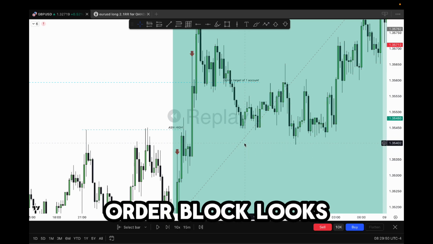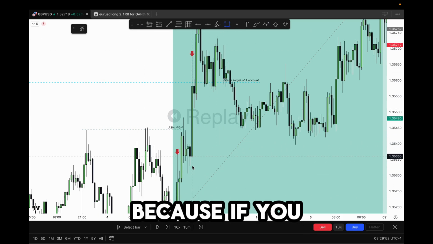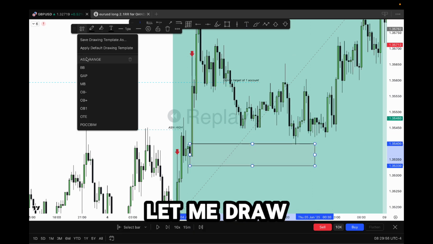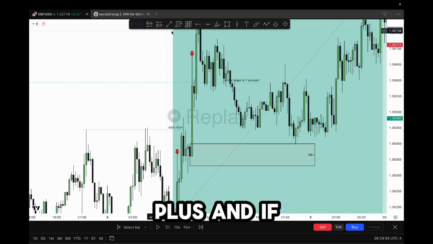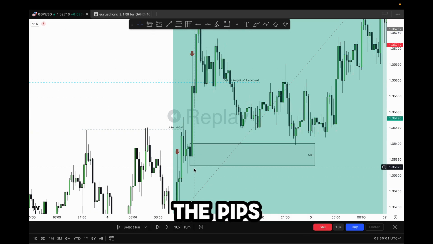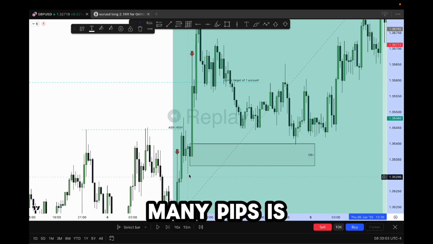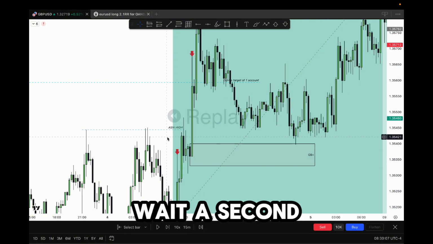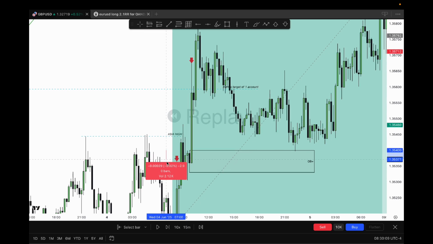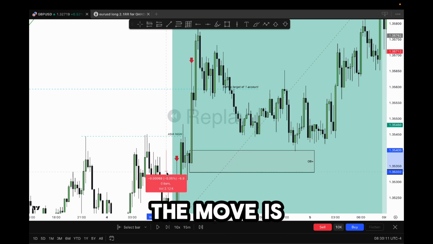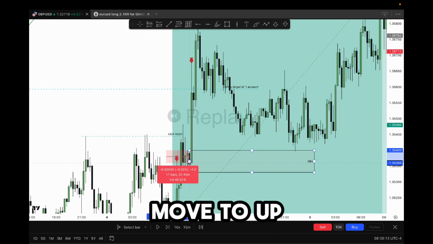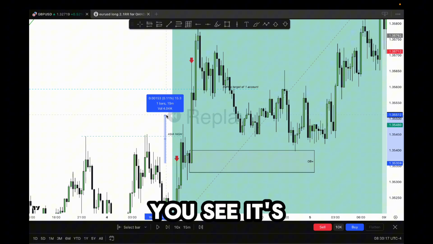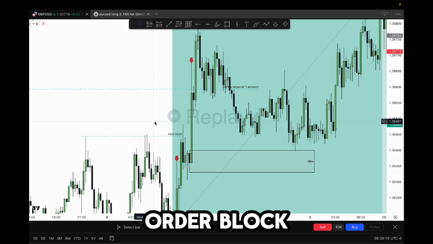Even here, this order block looks valid. It is also valid because if you draw it from here to there, this order block, let me draw it for you guys. If you want to calculate the pips, it's important to calculate how many pips it is, because otherwise you don't know. Wait a second. The move is 6 pips and from this move up it is 6.8. You see it's more than 12 pips.